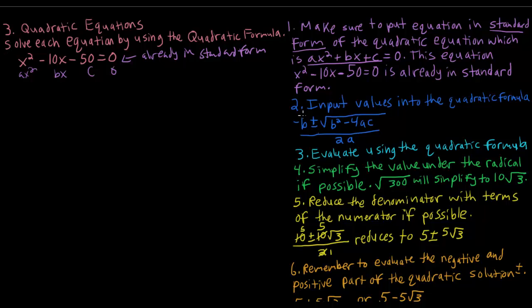So for step 2, it just says to input the values of the standard form into the quadratic formula. And remember, the quadratic formula is negative b plus or minus the root of b squared minus 4ac all divided by 2a. So we just want to input the values. So for negative b, what is our b value? Our b value is going to be the coefficient of the middle term of our standard form, which is negative 10. So it's minus b, as we can see right here. So we're going to have minus a negative 10.